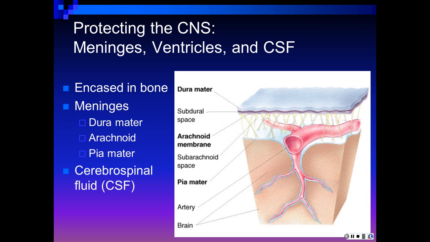The fluid is cerebrospinal fluid, as I've mentioned, and it's produced inside the ventricles.